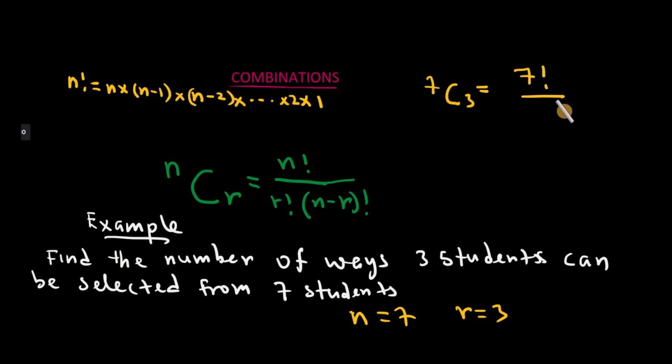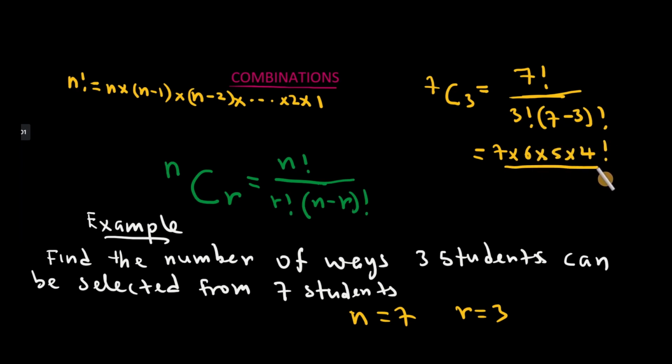7 factorial all over r factorial, which is 3 factorial, into 7 minus 3 factorial, is equal to 7 times 6 times 5 times 4 factorial all over 3 factorial times 4 factorial, which is 7 minus 3 factorial. I could have continued up to 4 times 3 times 2 times 1 in the numerator, but since I have 4 factorial in the denominator, I stop at this point so that the 4 factorial in the numerator can cancel the 4 factorial in the denominator.